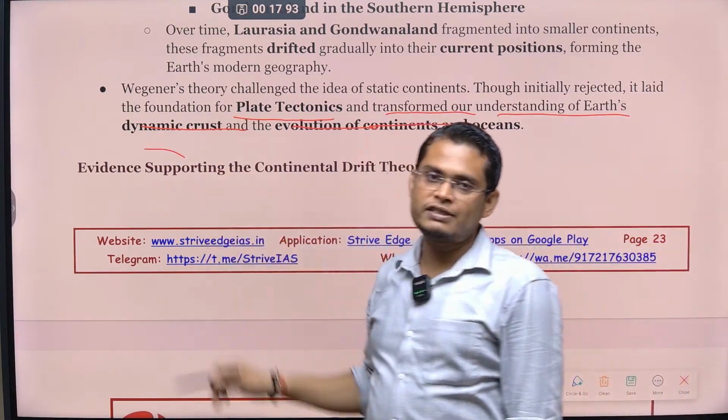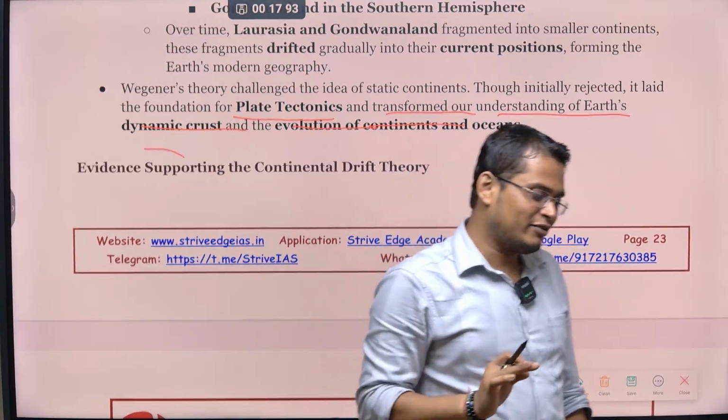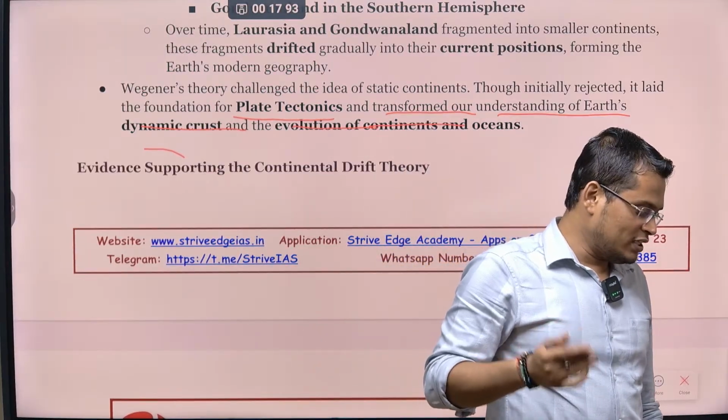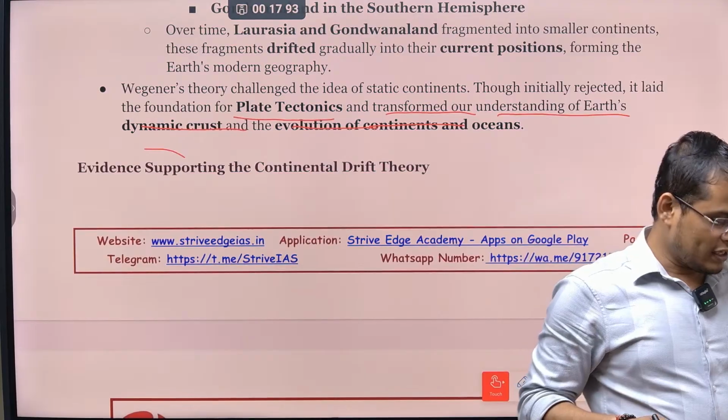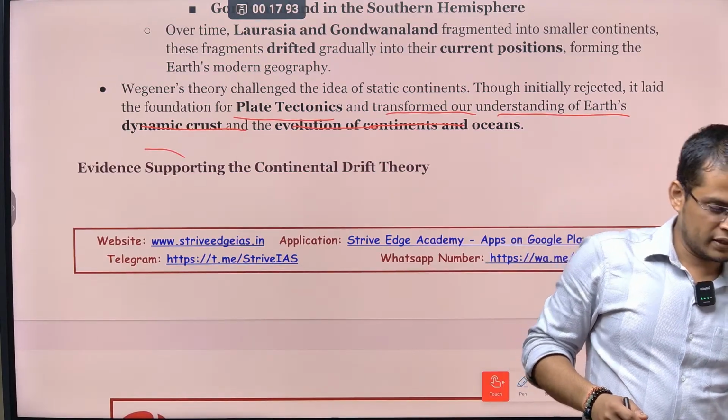So from here we can see our continents are not static as we currently see in our map, they keep on changing. So this is what gives us an idea. Let me drink a little water.